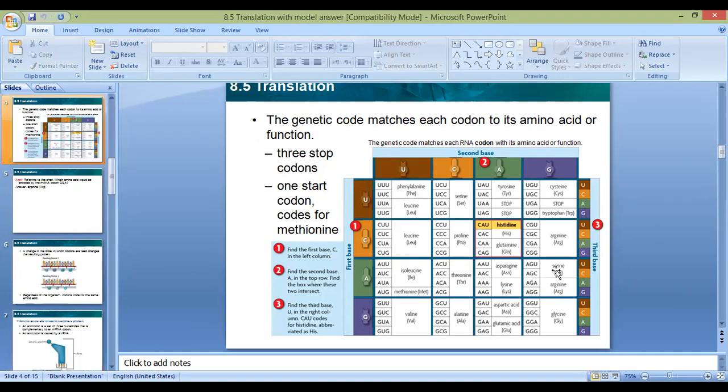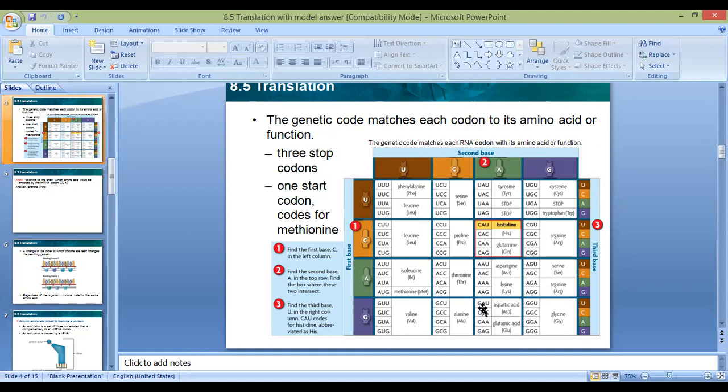Okay? Now let's see here. I have 4 columns, 4 rows. Let's see here. UUU, UUC. These codons, which are made of UUU and UUC, match to which amino acid? Phenylalanine. So when this messenger RNA carries this codon UUU, that means the cell needs which amino acid? Phenylalanine. Okay? Then let's look here. CAC. CAC codes for what? Which amino acid? Histidine.